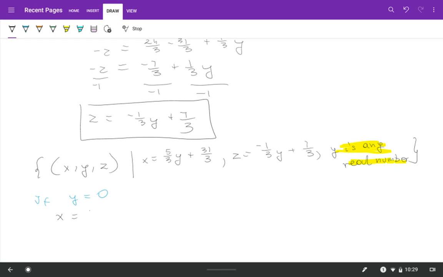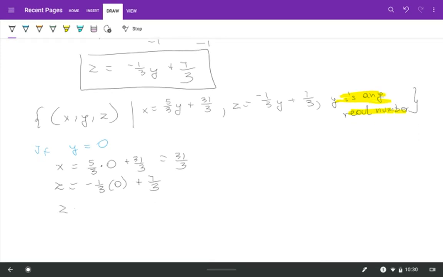Okay, so look what happened. x is equal to 5 over 3, replace y with 0, plus 31 over 3, and we're getting 31 over 3. And z will be equal to negative 1/3 times 0 plus 7/3. So z will be equal to 7/3. So one of the solutions will be x, y, z, where x is 31/3, y equals 0, and z equals 7/3.